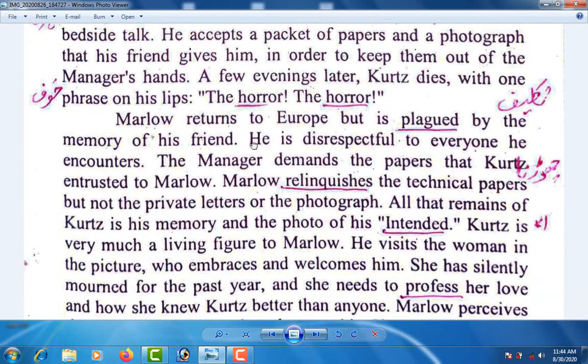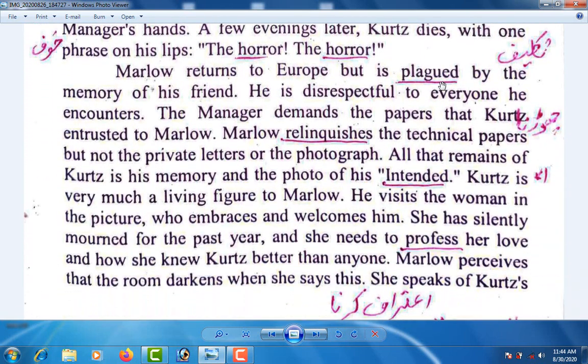Marlow returns to Europe, but is plagued by the memory of his friend. He is disrespectful to everyone he encounters. The manager demands the papers that Kurtz entrusted to Marlow. Marlow relinquishes the technical papers, but not the private letters or the photographs.